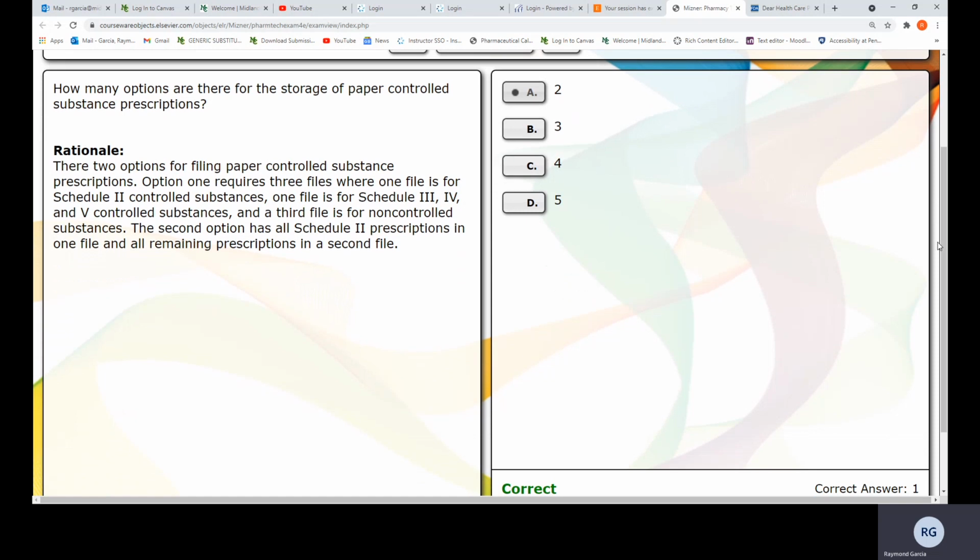There are 2 options for filing paper controlled substance prescriptions. Option 1 requires 3 files, where 1 file is for Schedule 2 controlled substances, 1 file is for Schedule 3, 4, and 5 controlled substances, and the 3rd file is for non-controlled substances. The second option has all Schedule 2 prescriptions in 1 file and all remaining prescriptions in a 2nd file. Do you remember? It's been a minute since I've worked in retail, but I believe we just had a Schedule 2 file and the rest were all together.